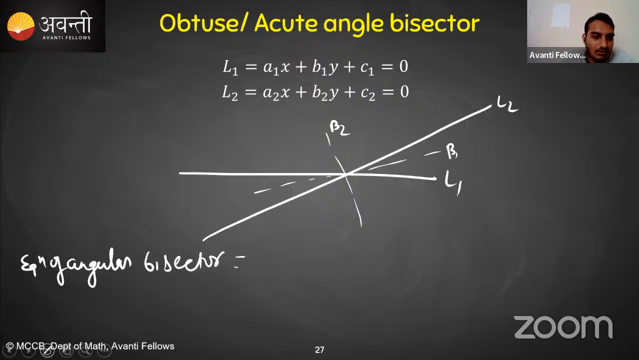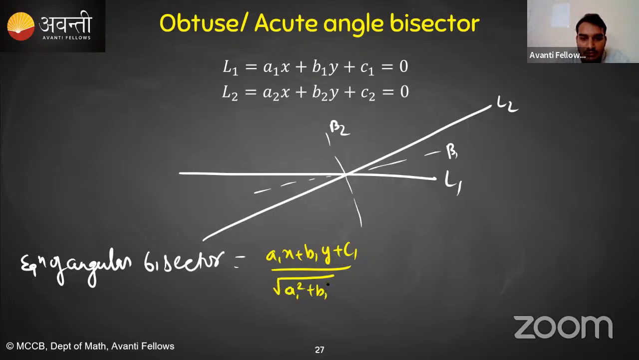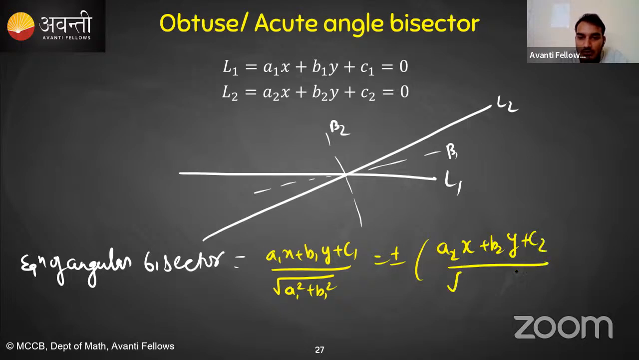Tell me quickly in the chat box. (a1x + b1y + c1) upon under root of (a1 square plus b1 square) is equal to plus minus (a2x + b2y + c2) upon under root of (a2 square plus b2 square). Clear? So now how will you distinguish which sign I have to take for the obtuse or acute angle bisector? There is a clear cut formula for this.